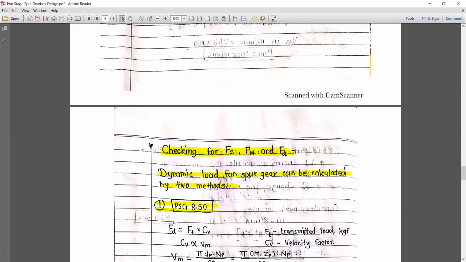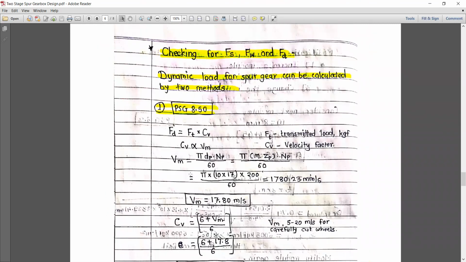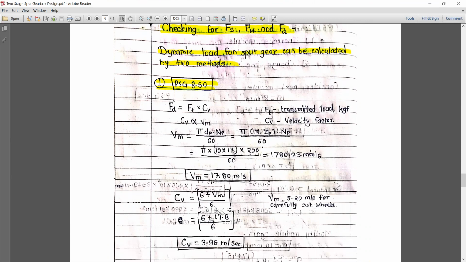Now next we need to check it for static, dynamic and wear load. So first of all, calculate the dynamic load. We can calculate in two methods. First one, referring PSG page number 8.50, Fd is equal to Ft multiplied by Cv. Ft is the transmitted load in kgf. Cv is the velocity factor that you can calculate from PSG page number 8.51. So here you can calculate directly Vm, that is the velocity factor.